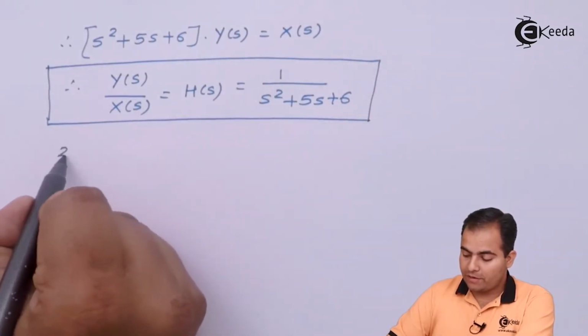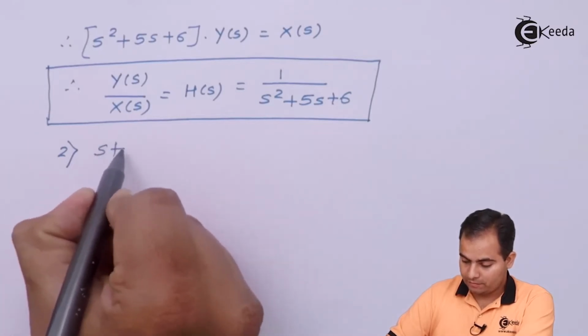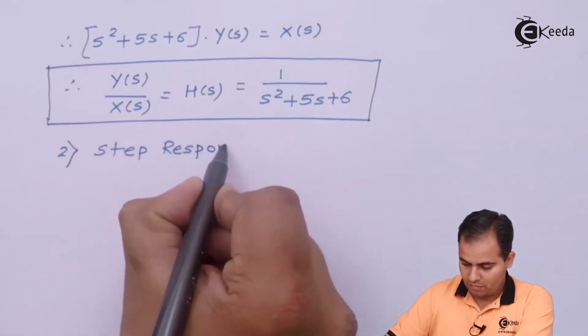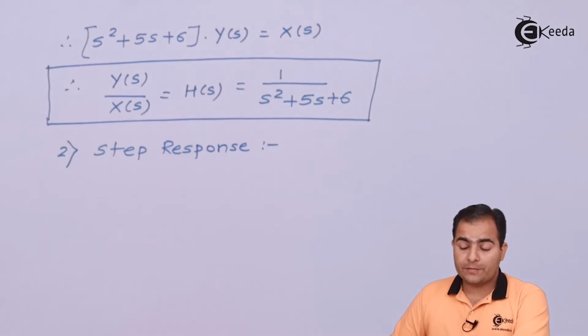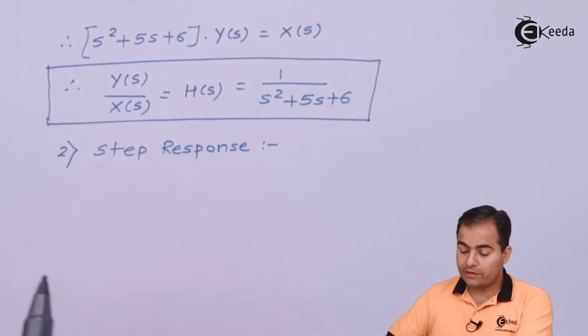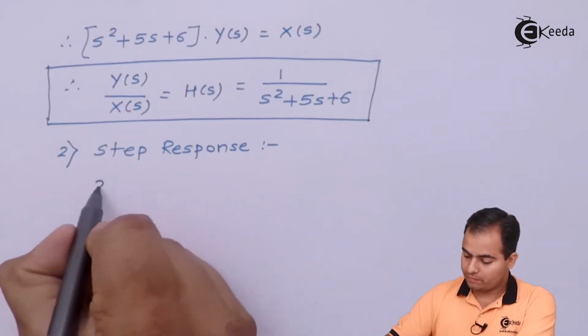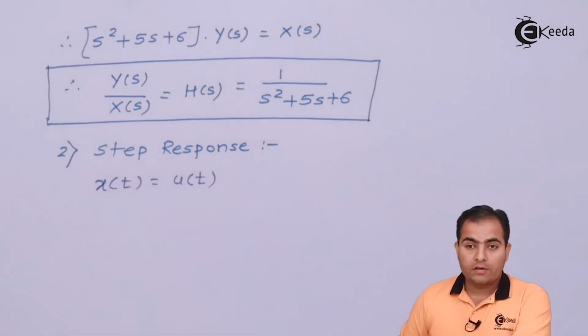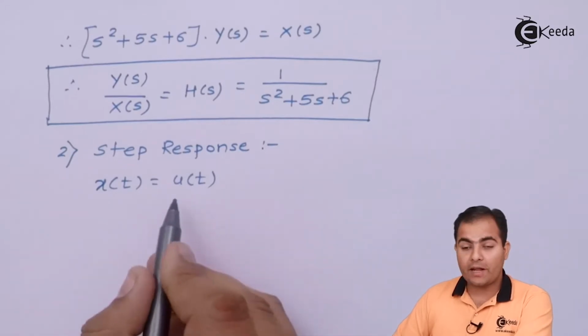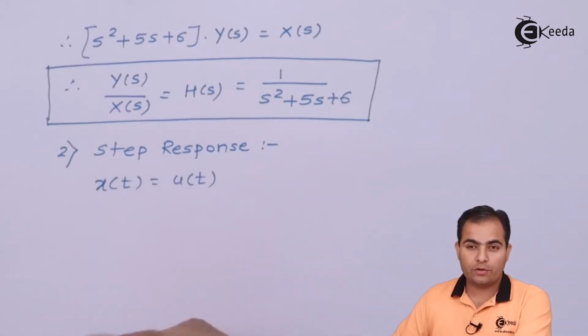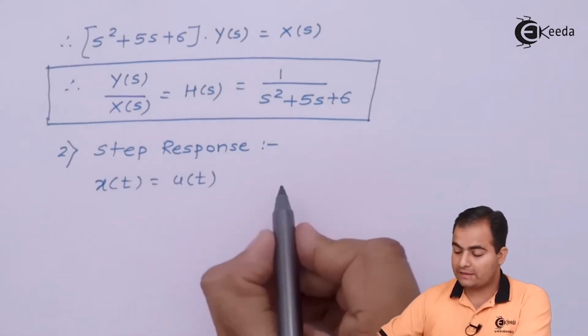Now the second part was the step response. How to find out the step response? As I told you, step response means what? First of all, we have to assume my x(t) is my unit step, and the Laplace transform of x(t) is nothing but the Laplace transform of unit step, and it is nothing but U(s).